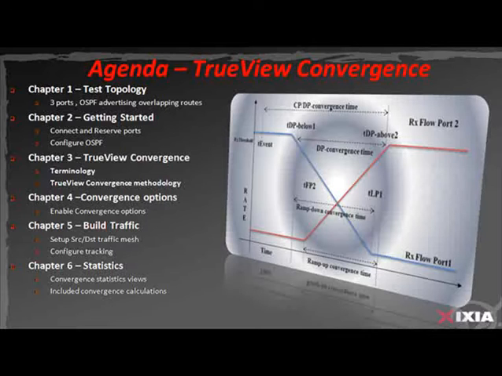In Chapter 5, we will build traffic so that we can accurately run the convergence tests. We will get into detail on how to set up the source and destination traffic meshes and what specific tracking options need to be enabled as a part of this TrueView convergence test to get accurate microsecond level accuracy for convergence times. In Chapter 6, we will spend some time in getting into all the detailed convergence calculations which are included as a part of the IxNetwork 540 release and where these statistics can be viewed within the GUI.